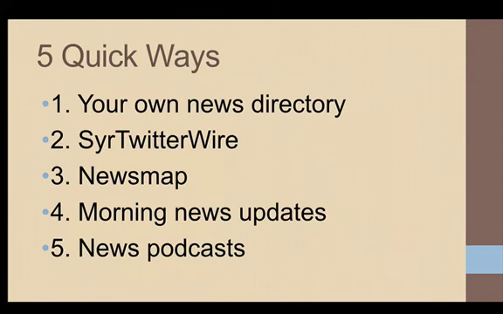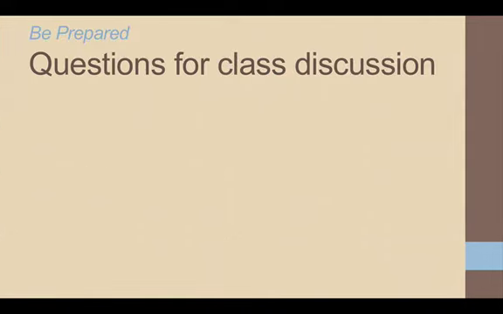So quickly to summarize, 5 quick ways to keep up on the news. Make your own directory with Symbaloo or use some kind of bookmarking so you have everything right together. And if it's easy to use, you'll use it. Subscribe to the Syracuse Twitter wire to find out what's on Twitter from organizations around Syracuse, and from media outlets and newsmakers. Check Newsmap. It's a visual representation of Google News. There's a couple good morning news updates I've given you, and think about doing some podcasts as you're walking to and fro around campus.